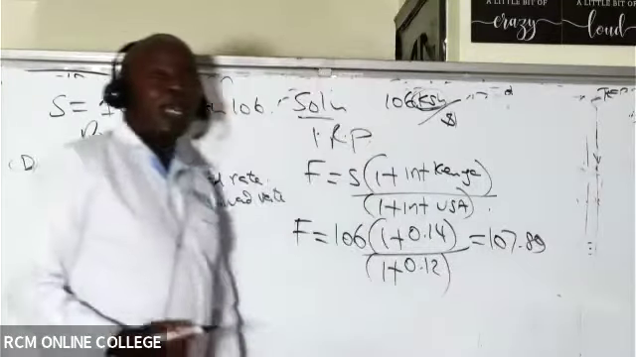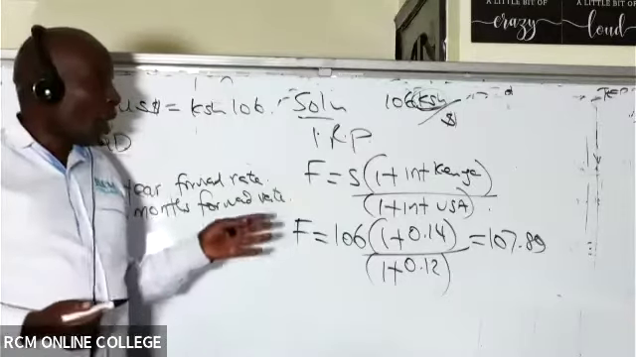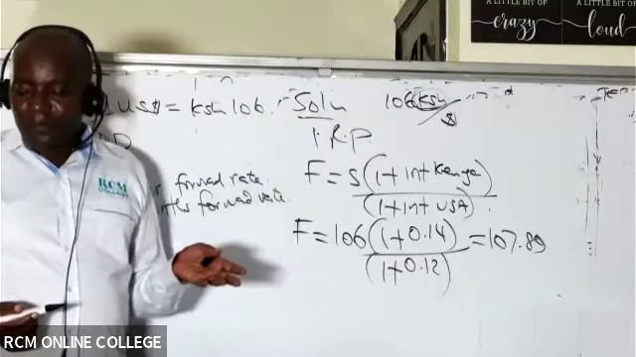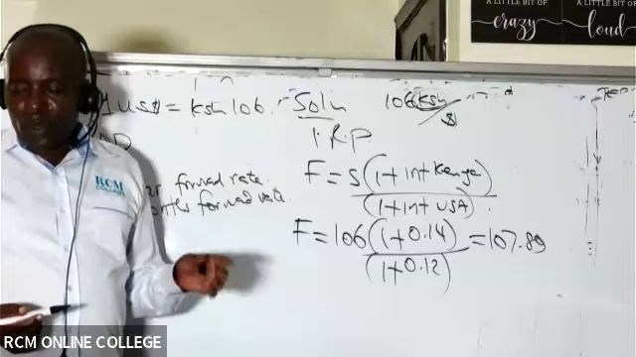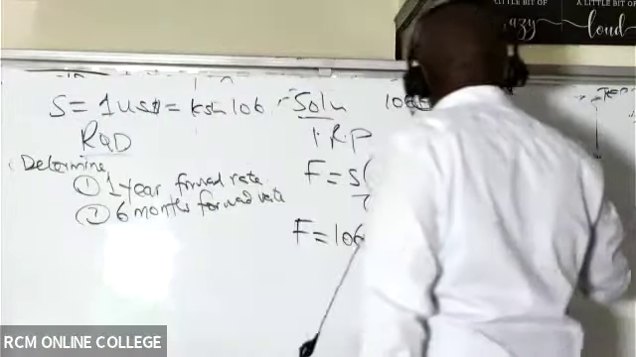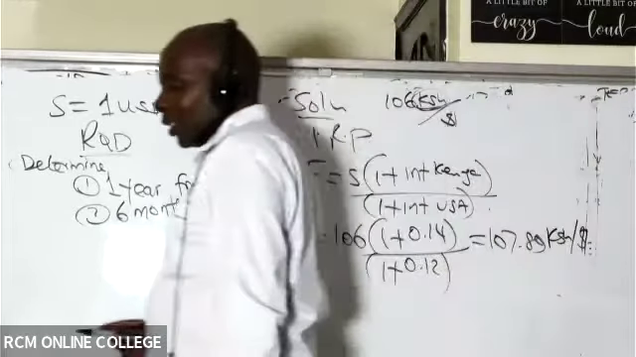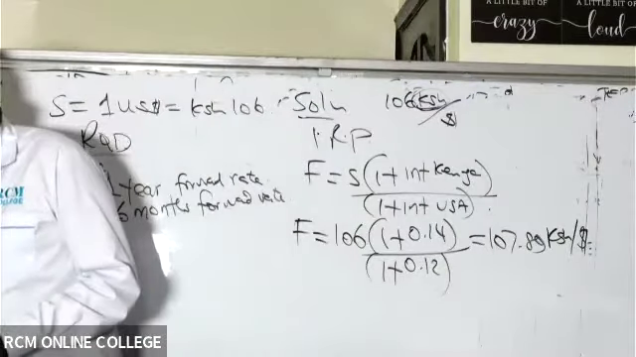This is where you will lose a mark if you don't state the currency. It should not be 107.89 goats. It's 107.89 Kenya shillings per who? Kenya shillings per dollar.